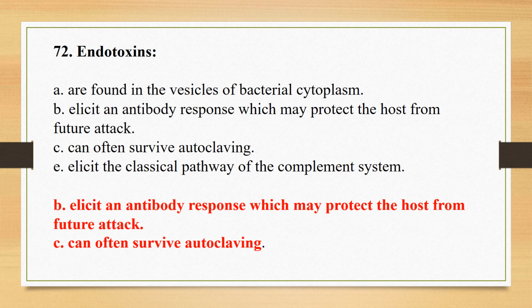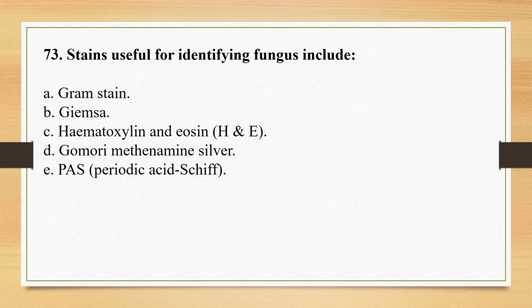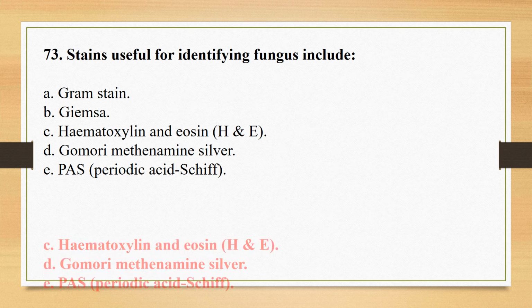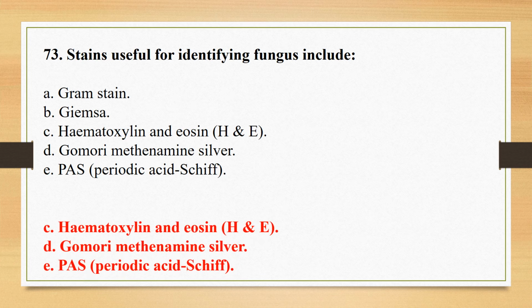Endotoxins are toxins that elicit an antibody response which may protect the host from future attack, option B, and can often survive autoclaving, option C. Both are correct. Stains useful for identifying fungus include C, D, and E: hematoxylin and eosin, Gomori methenamine silver, and periodic acid-Schiff, called PAS. Options C, D, and E are all correct for the identification of fungus.